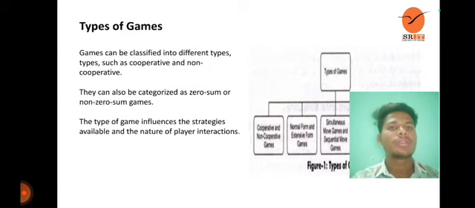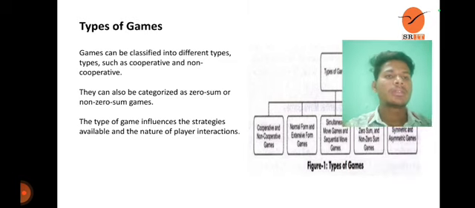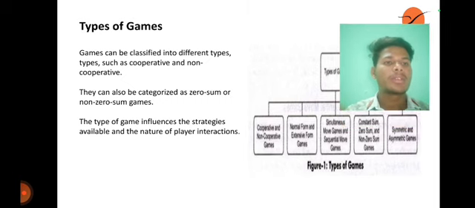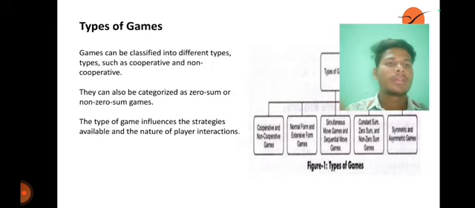The next slide goes to types of games. Games can be classified into different types such as cooperative and non-cooperative. There are two types of games. They can also be categorized as zero sum or non-zero sum games. The type of game influences the strategies available and the nature of player interactions. The types of games are: cooperative and non-cooperative games, normal form and extensive form games, simultaneous move games and single move games, and constant sum and zero sum games.